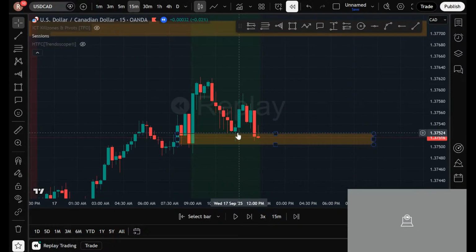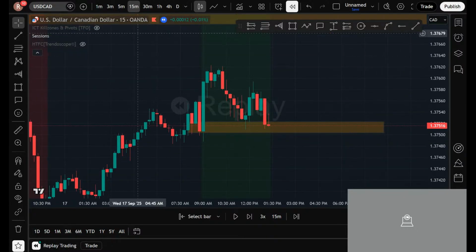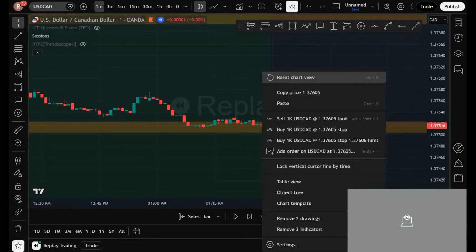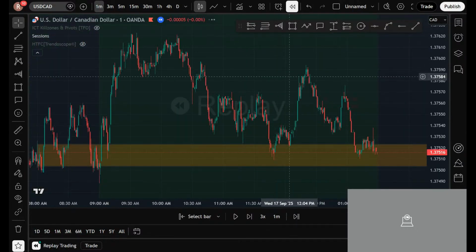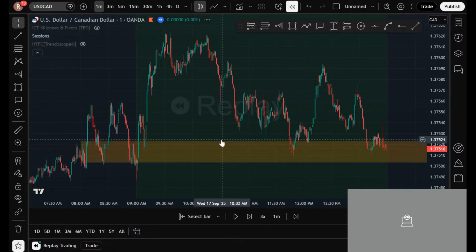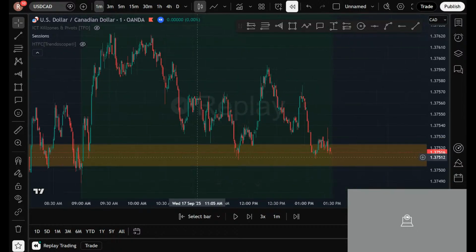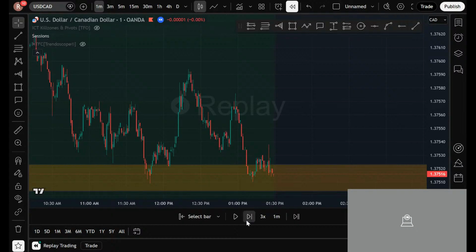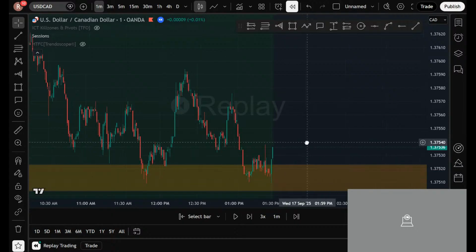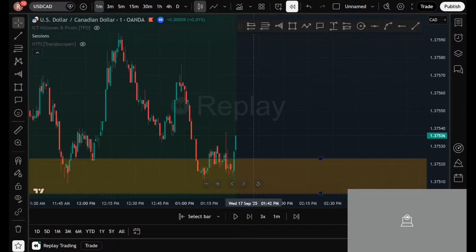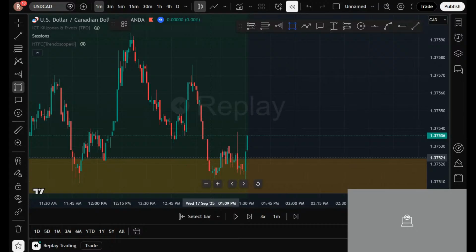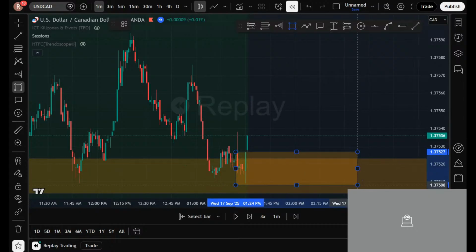From this area, buyers are interested. From this area, do we have any order flow? This area, no. Every order flow is mitigated. So let's wait for price to create a new high first. High, high. No, this is the order flow.